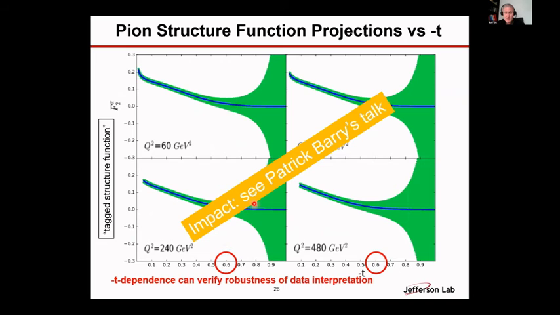Same we can do as a function of t. Again, you see very good quality data. This is a kind of a structure function. It's not a very good observable. It's not very well defined, but let's assume it's a structure function.